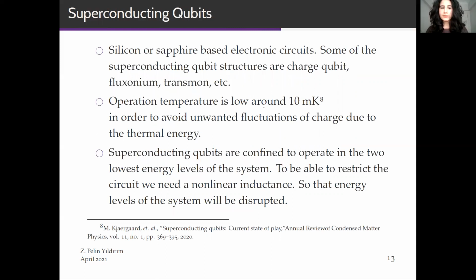Now we continue with our last type of qubits, superconducting qubits. Superconducting qubits are very similar to CMOS technology in terms of the fabrication process. They are built on silicon or sapphire bases. As in the spin qubit case, they operate at low temperatures. However, in contrast to other systems covered, superconducting qubits have many energy levels, not just two. Then we have to find a way to restrict higher energy levels.